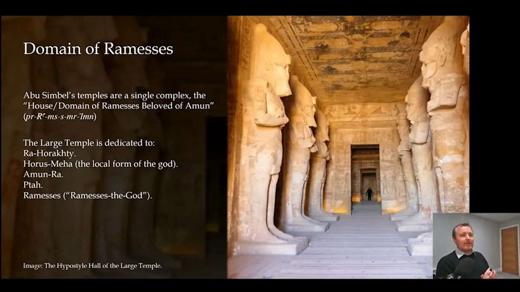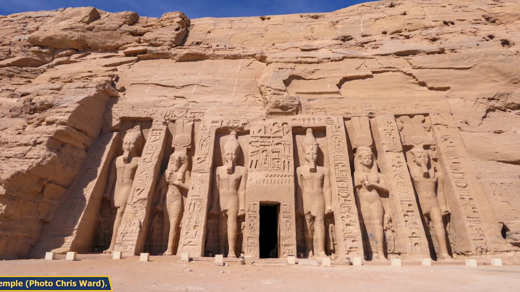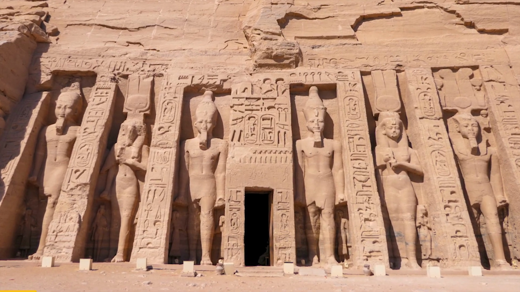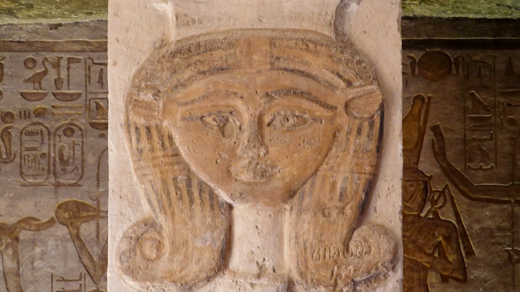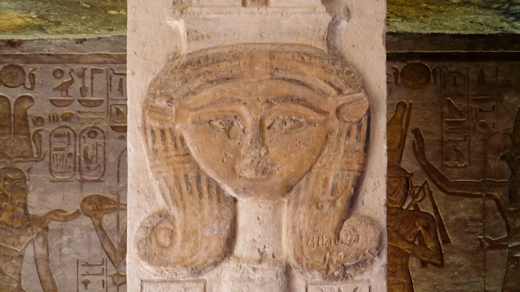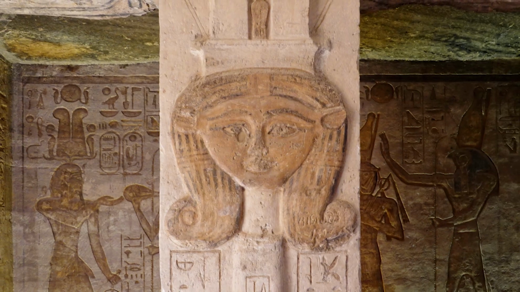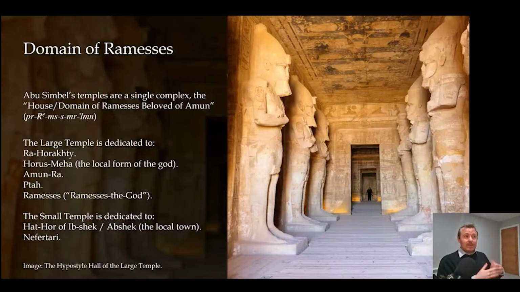So the temple is dedicated to 5 gods in particular. And then the small temple is much more focused, as it were. It's specifically devoted to a local version of Hathor called Hathor of Ibshek or Abshek, however you want to pronounce it, which seems to have been a small town somewhere in the vicinity, who apparently had their own version of Hathor, or at least a local Nubian goddess whom the Egyptians equated with Hathor, and then it's devoted to Nefertari herself.